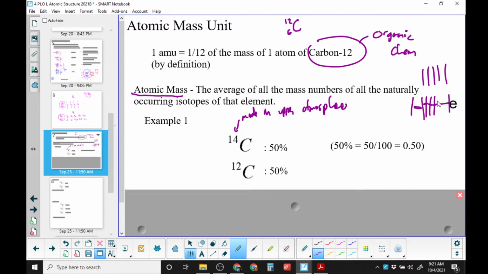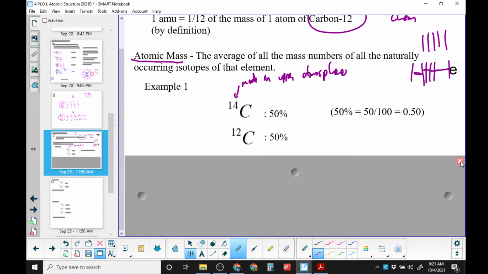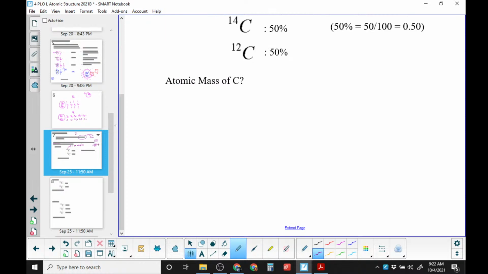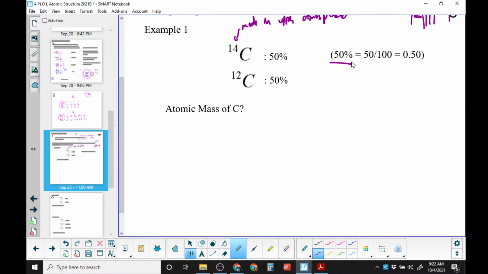Right. So what are we doing here? Now, this first calculation is pretty easy. I want you to do it, however, this way. And in terms of this calculation, this is just a reminder of what percent is. So 50% just means 50 over 100.